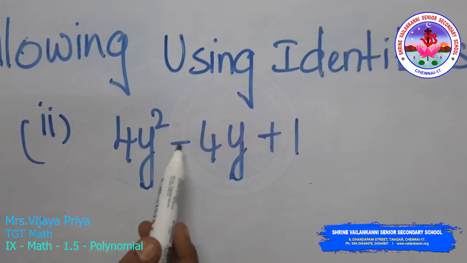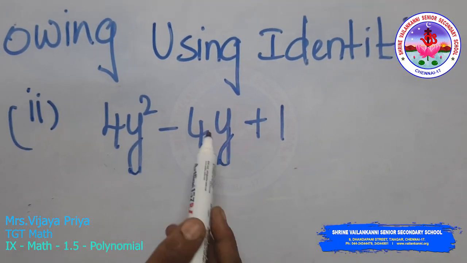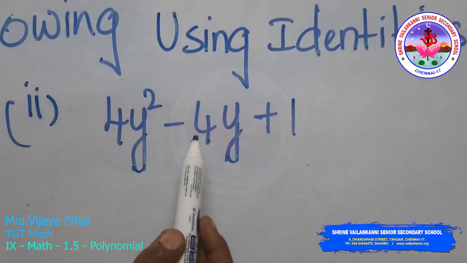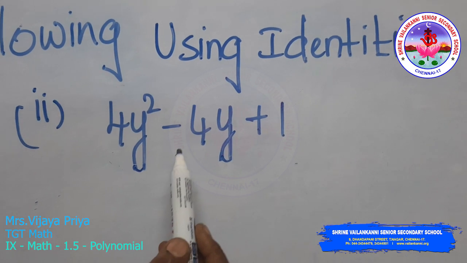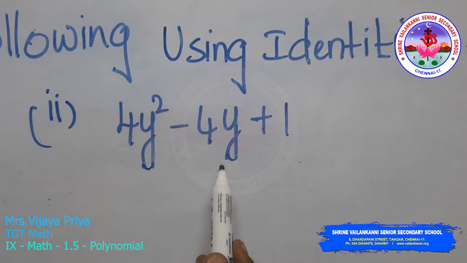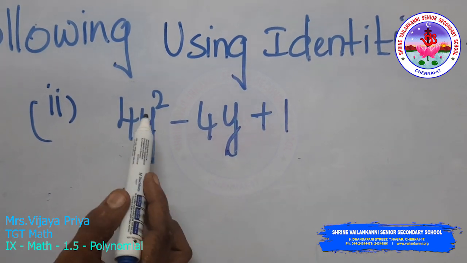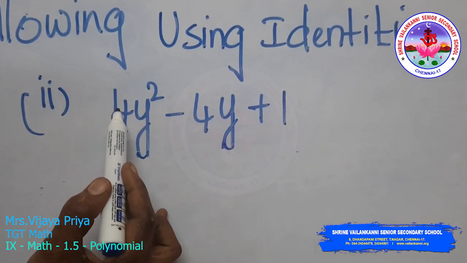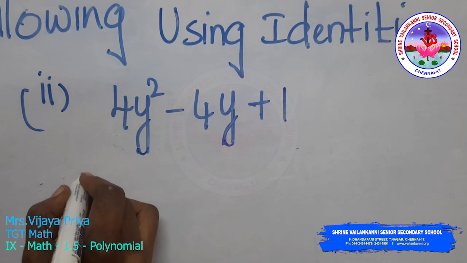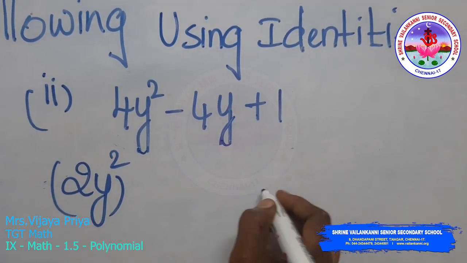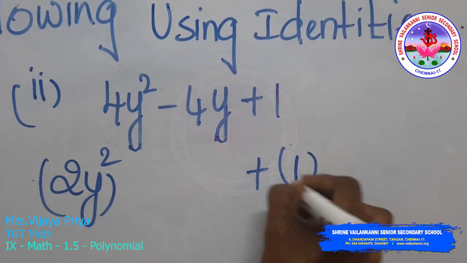Next, 4y squared minus 4y plus 1. In the middle term it is given minus 4y, so I prefer using the identity formula (x − y) whole squared, because we have minus 2xy in the middle term. Here the coefficient of y squared is 4, which is a perfect square. I am writing it as (2y) whole squared. The last term 1, I am writing it as 1 squared.